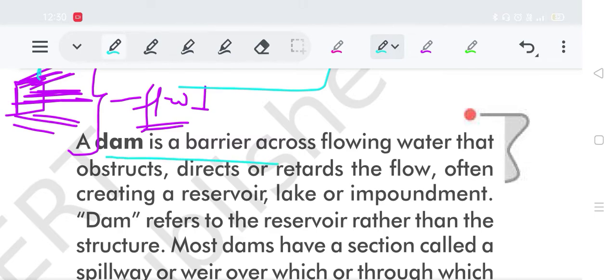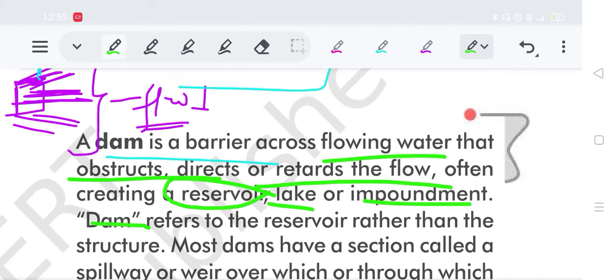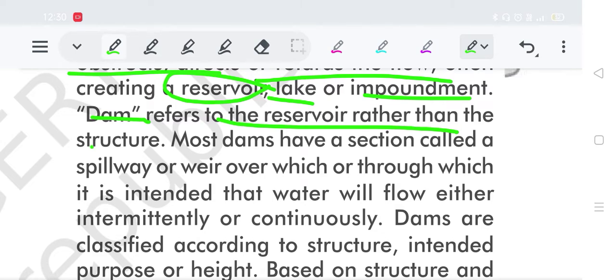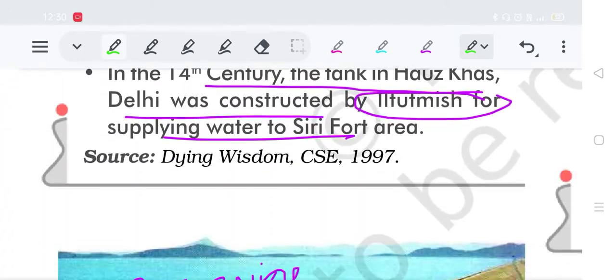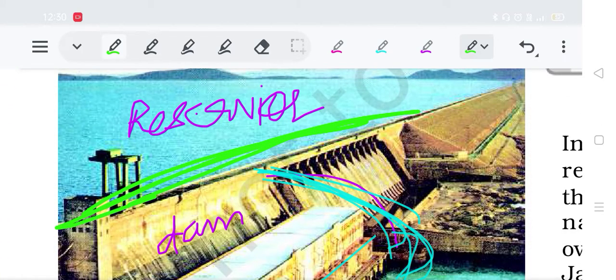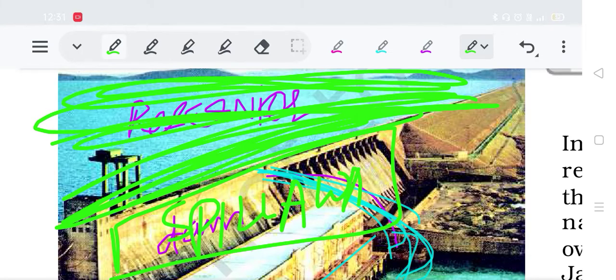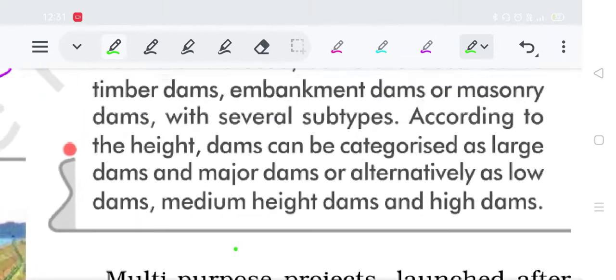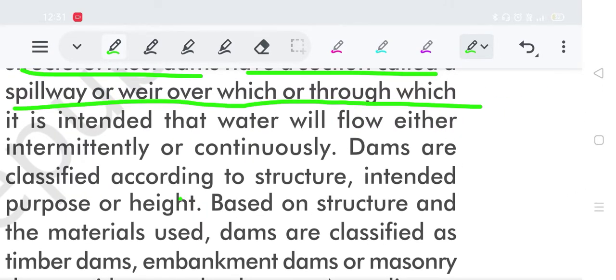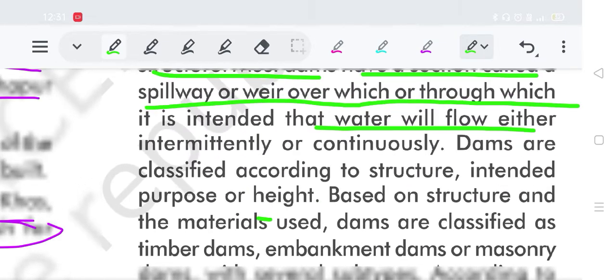What is a dam? A dam is a barrier across flowing water that obstructs, directs or retards the flow, often creating a reservoir, lake or impoundment. Dam refers to a reservoir rather than the structure. Most dams have a section called a spillway. So this is the dam and this is the spillway. Water will flow either intermittently or continuously.